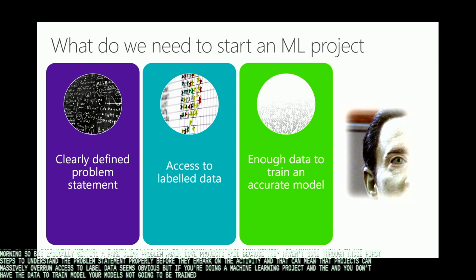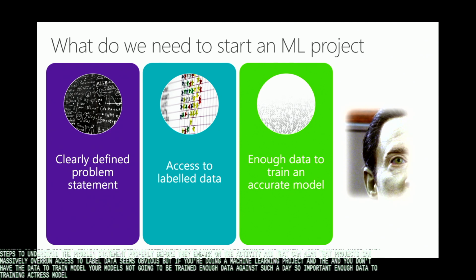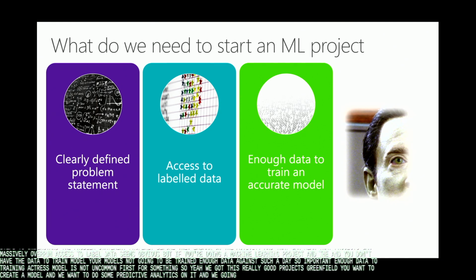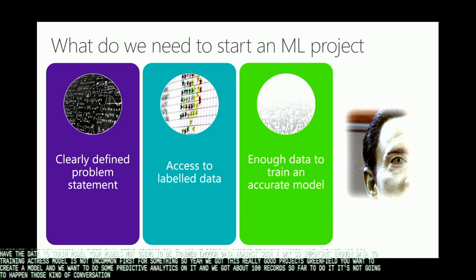Enough data is obviously very important, enough data to train an accurate model. It's not uncommon for someone to say, yeah, we've got this really good project, we want to create a model, and we want to do some predictive analytics on it, and we've got about 100 records so far to do it. It's not going to happen. Those kind of conversations, you need to tell the person to go away, come back later.